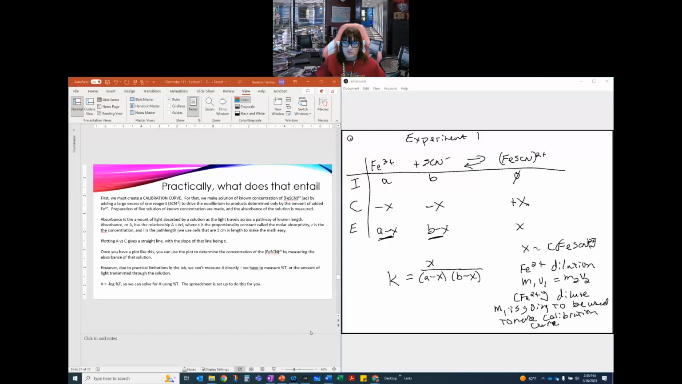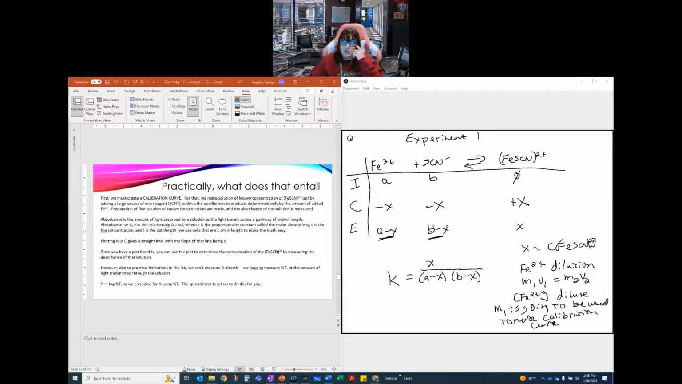You only have to show that calculation once. You will then have to show how this calculation is done in the spreadsheet. It's done for you in the spreadsheet, but you have to show me one of them so that I know that you know what's going on.